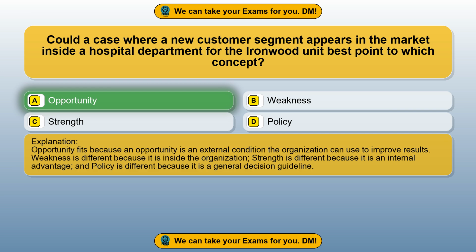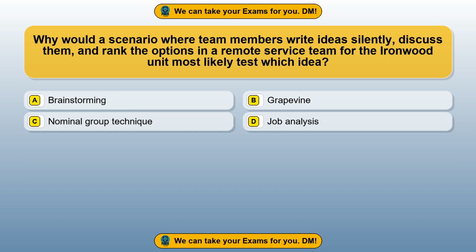Opportunity fits because an opportunity is an external condition the organization can use to improve results. Weakness is different because it is inside the organization, strength is different because it is an internal advantage, and policy is different because it is a general decision guideline. Question 57.